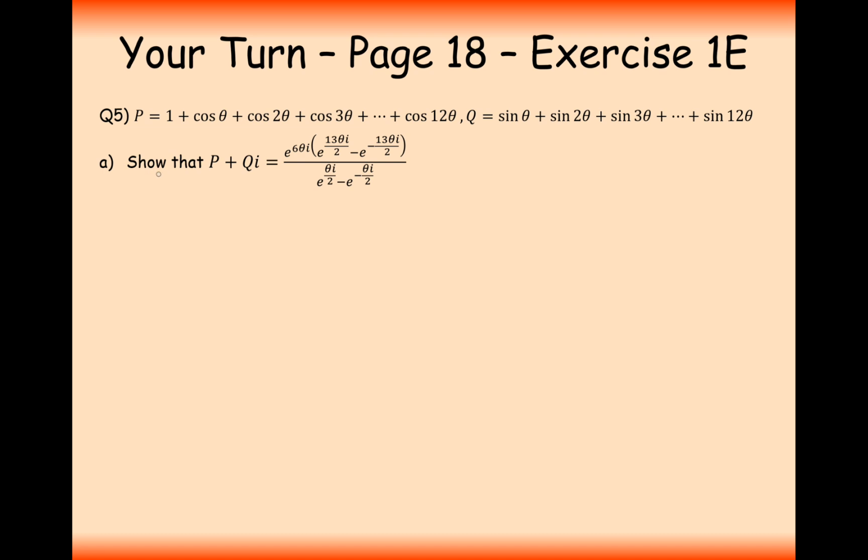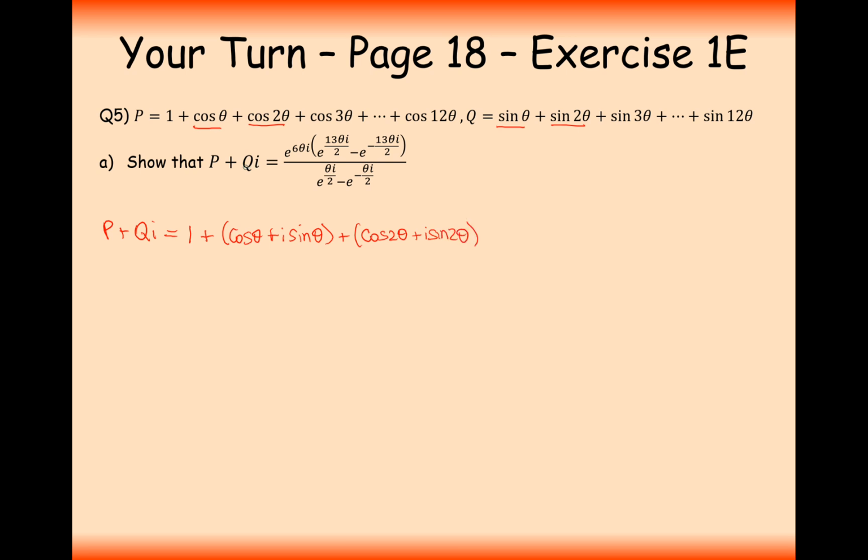Okay, so let's get started then. So let's write out what p plus qi actually is. So p plus qi equals, so let's add it together in a very strategic order. It's going to be 1 plus, now first of all I'll add these two terms together here, multiplying the q term by i. So that's going to give me cos theta plus i sine theta. I'll add together these two terms now, so that's going to be cos 2 theta plus i sine 2 theta.